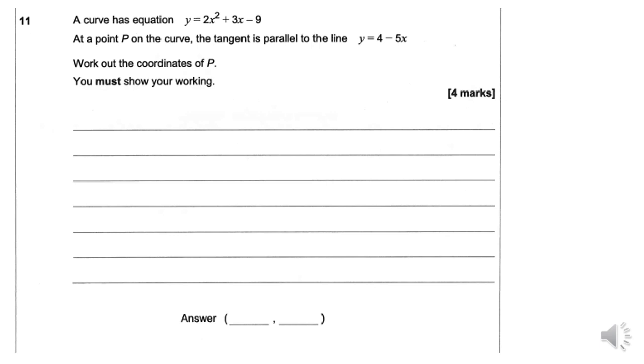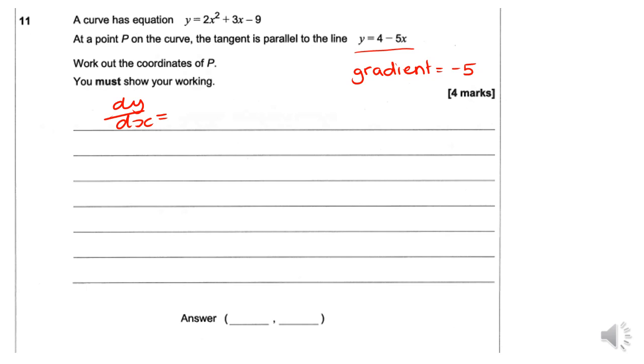Okay, I've got a curve with an equation of y equals 2x squared plus 3x minus 9, and at point P on the curve, the tangent is parallel to this. So straight away, I'm looking at the gradient. The gradient of the tangent is going to be negative 5. And it wants me to work out the coordinates of P. Must show our working out. So the gradient can be found by differentiating, looking at the rate of change of y with respect to x.